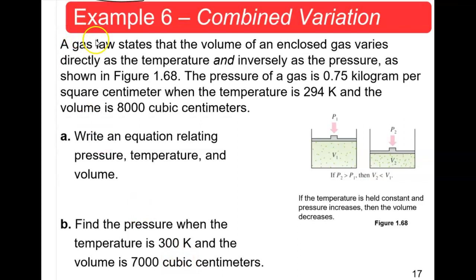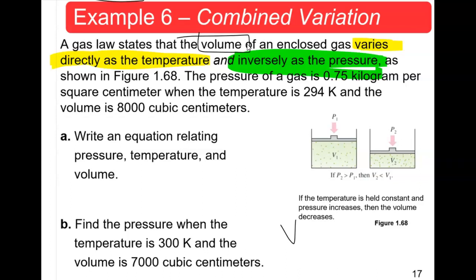So in this case, we have a gas law that states that the volume of an enclosed gas varies directly as the temperature and inversely as the pressure. So right there we have two types of variation, direct and inverse. So let's see. Volume is the output, and it says varies directly, so we still need a K there. As the temperature, let's use capital T for temperature, and it says inversely as the pressure, so let's use capital P to denote the pressure.